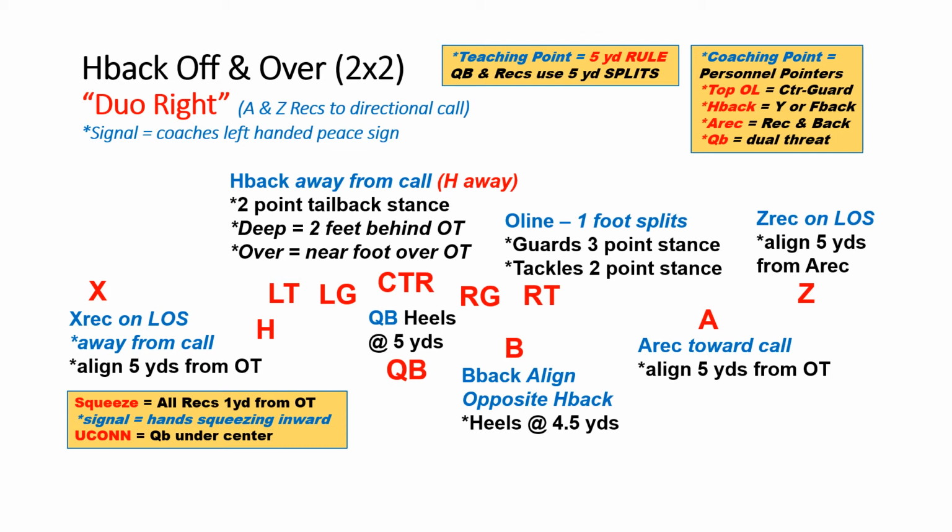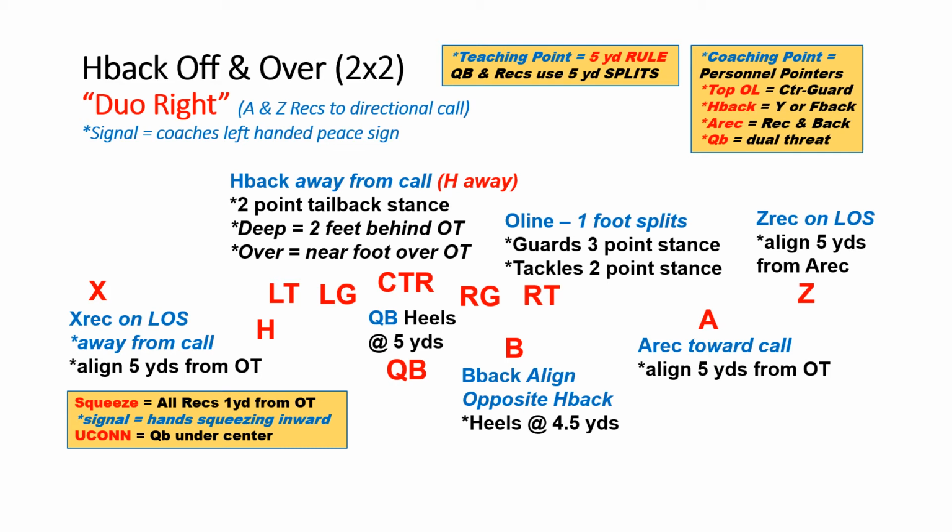But anytime you have an O on the formation call, like duo O, that tells the H he's going to line up in a 2-point stance where he's going to be behind the tackle with his inside leg over the outside leg of the tackle, and then 2 feet behind that offensive tackle.